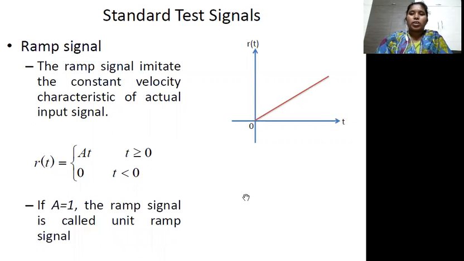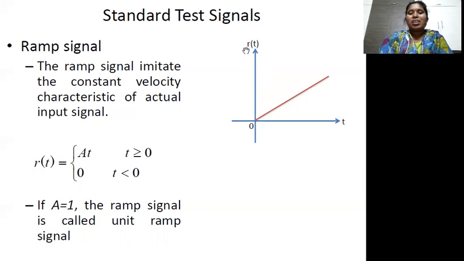And next, coming to the ramp signal, all of you know how to draw the ramp signal, right? This is a linear line which is passing through the origin. That means this line will have some slope, right? So the ramp signal imitates the constant velocity characteristic of an actual input signal. This means it has some velocity which can follow the constant velocity characteristics of the actual input signal, and that is nothing but the ramp signal.